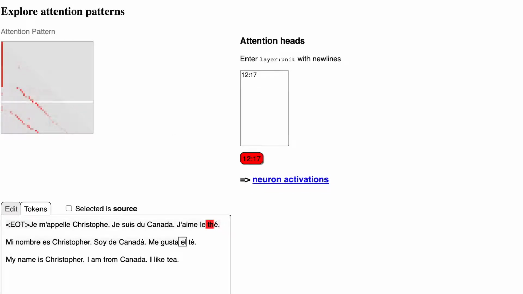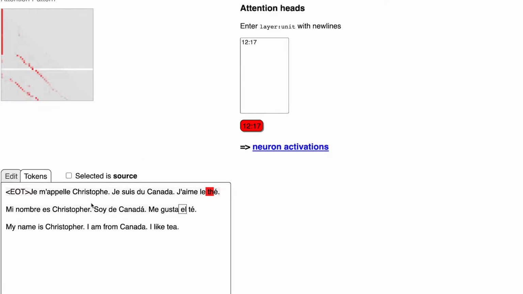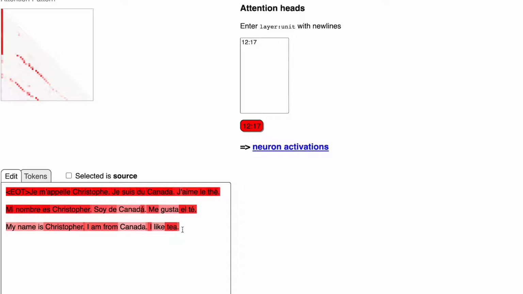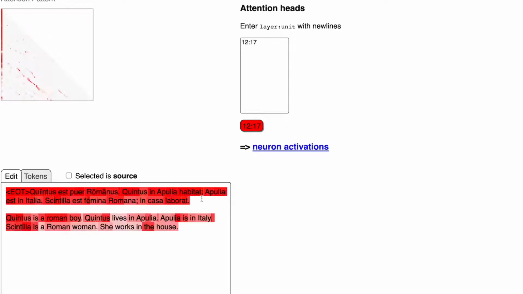So I studied Latin in high school, and I just looked at my Latin textbook and got the first few sentences of the first chapter. Quintus est puer Romanus, Quintus in Apulia habitat, Apulia est in Italia, Scintilla est femina Romana, in casa laborat. Quintus is a Roman boy.